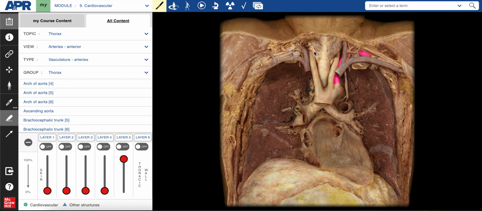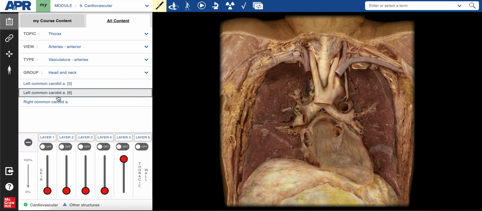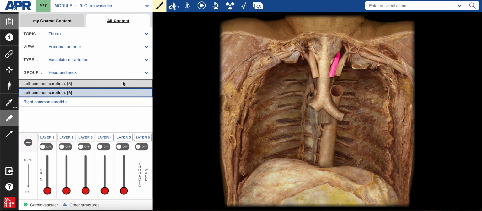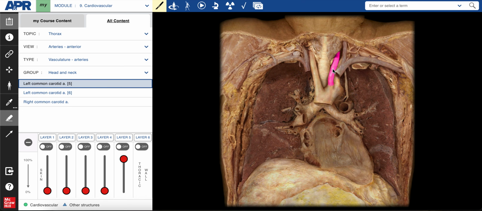If we want to go up to the head and neck, we can see that we have our brachiocephalic trunk. We saw the subclavian arteries, and now this is the branch for the right common carotid to go to the head and neck, as well as the left common carotid. You can see that coming off the aorta. So the second branch off of the aorta is that left common carotid artery. Right side, left side, they do mirror each other, just the right side has the brachiocephalic trunk first.